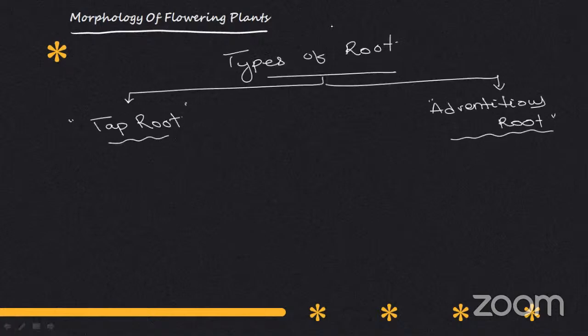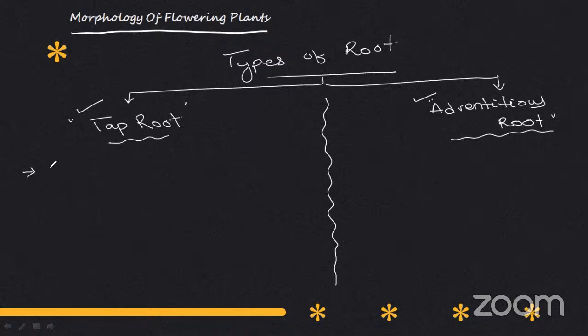So I think from this part we have to continue. That is the tap root. As you know, we basically divide the root into 2 types. One is your tap root and another one is the adventitious root. What is tap root? Let's start from this type of root. The first one, that is the tap root.